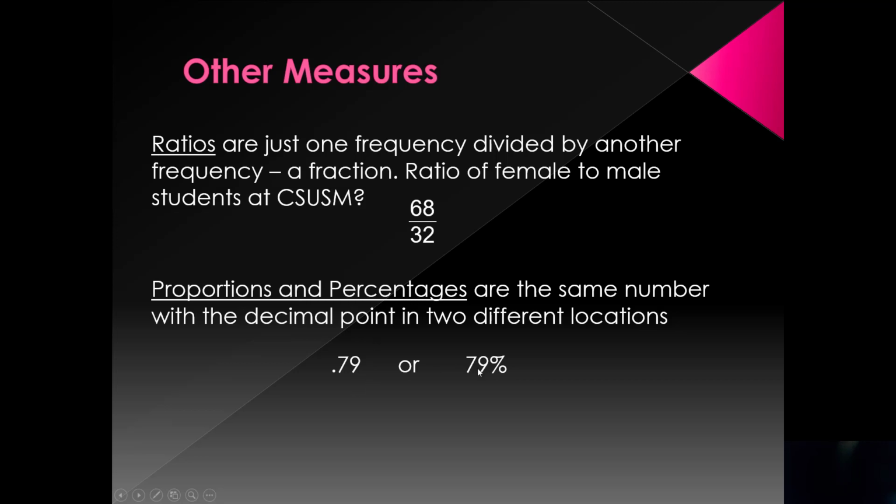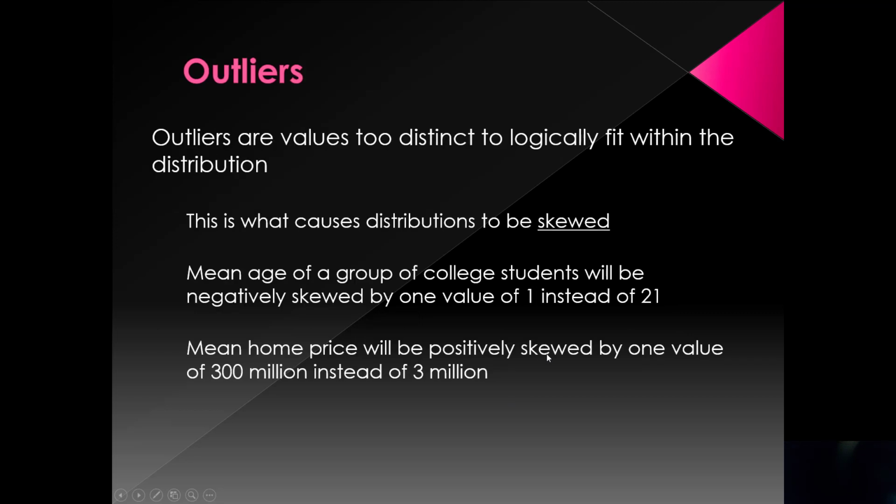They are identical numbers. They're just expressed differently. So a proportion of 0.79 is the same as 79%. Just be careful if I give you a word problem and I'm asking for proportions to look for numbers that look like this. Same thing with percentages. If I ask you the percentage of some group, look for numbers with a percentage sign. Okay.